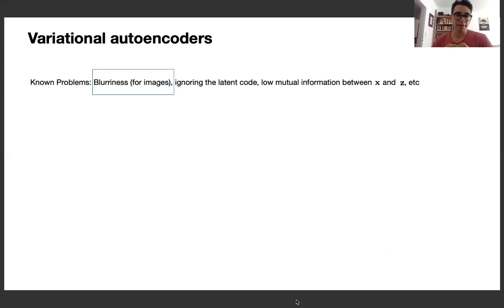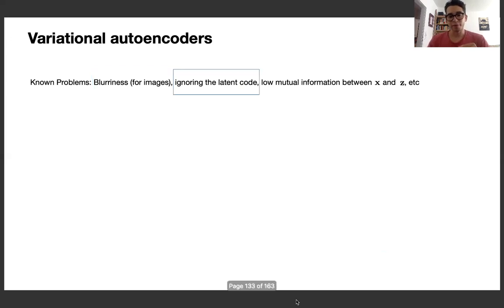You cannot really fit a density properly to these low-dimensional examples. If you put a Gaussian there, then the standard argument is that you are basically averaging over the space, and that's where you get this blurriness.